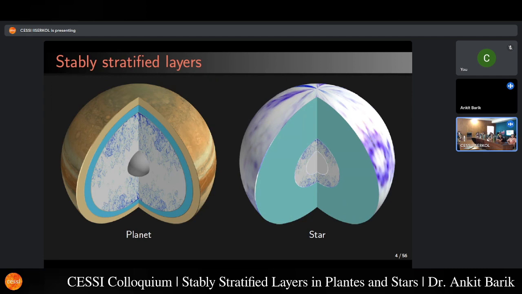Stably stratified layers are quite ubiquitous everywhere. Loads of planets supposedly have them, and in massive stars we know there's the thin convective shell, which is stably stratified. So basically, when you have convection, you have hot fluid underneath, cold fluid above, and it overturns. And above that, you have cold fluid below, hot fluid above, so it's very stable towards any overturning.